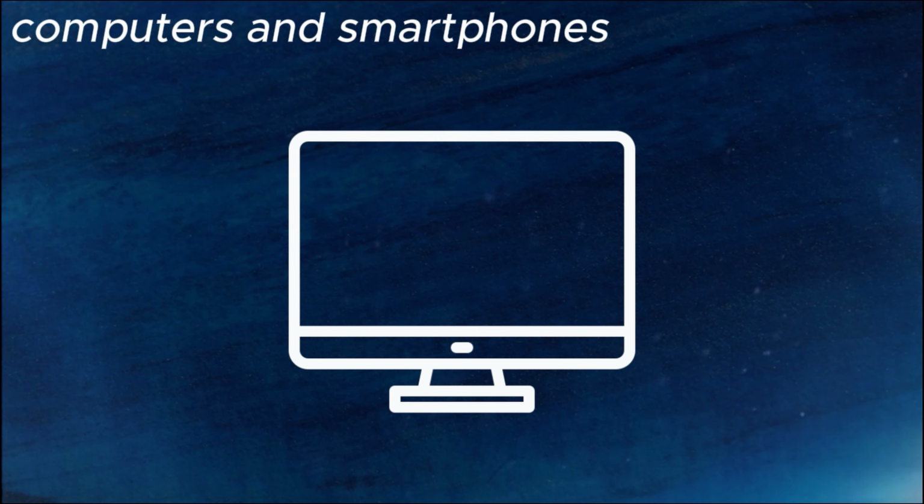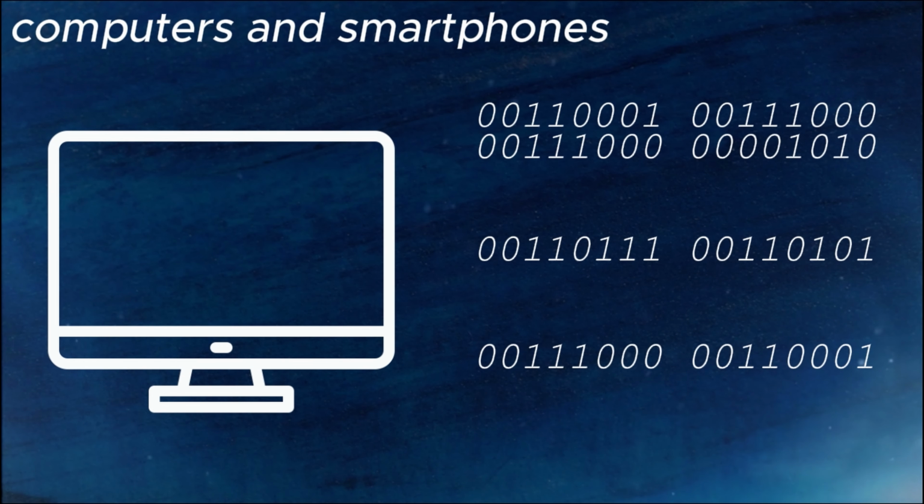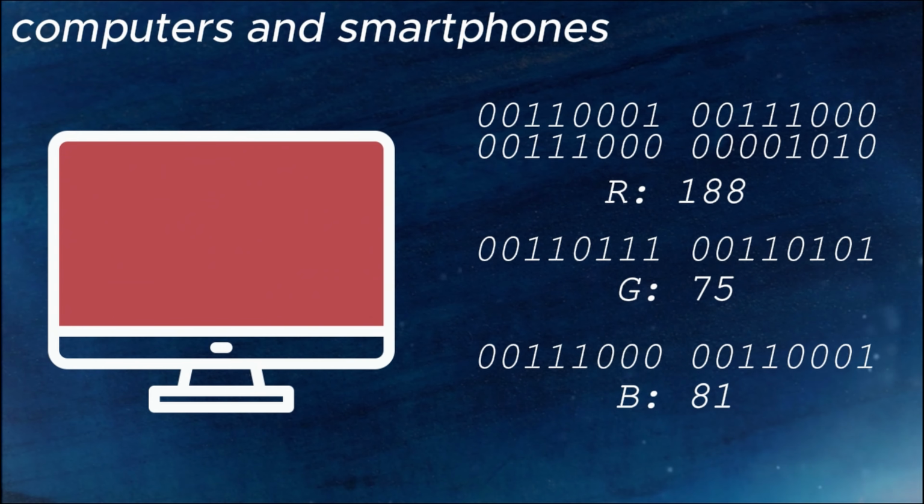Displays are also made possible with binary. They use strings of zeros and ones to decode brightness and RGB values for each pixel on the screen.